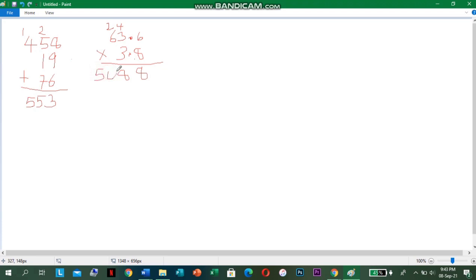Beautiful. All right, so is this the answer? No, this is not the answer. All right, so we have to add a placeholder now, and we're going to go to the other number. We're going to go to this numeral here. All right, so we're going to multiply this numeral now with the top numerals or top numbers. All right, so 3 times 6 gives us what?